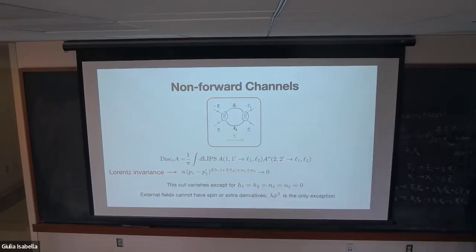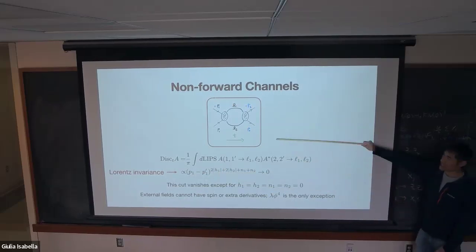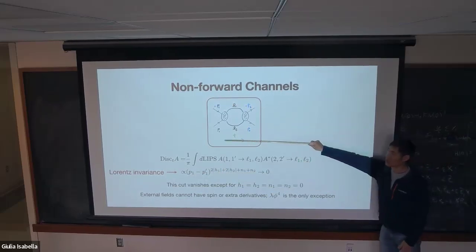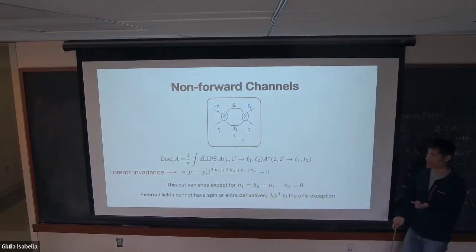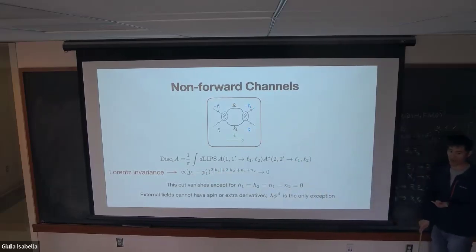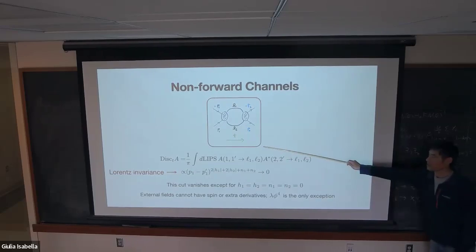Such that we realize that this contribution is always vanishing whenever you have any non-trivial spin, or any non-zero derivatives. In other words, the only case where you get a non-zero result from this channel is when you only have scalar particles without derivatives, which is really the lambda phi 4 example I showed you before. So lambda phi 4, very interestingly, is the only situation where you get a non-trivial result in this T channel.